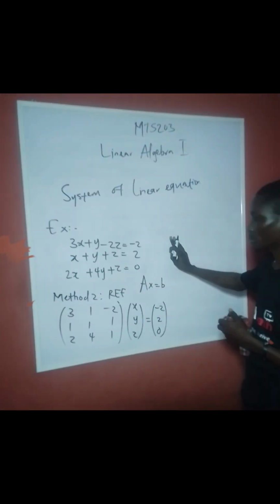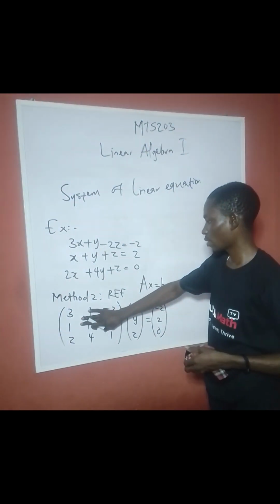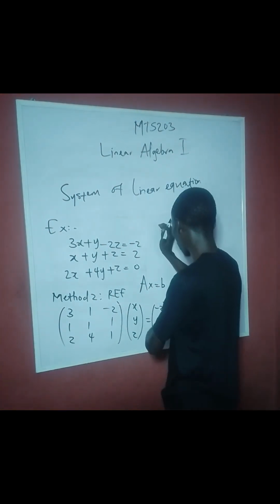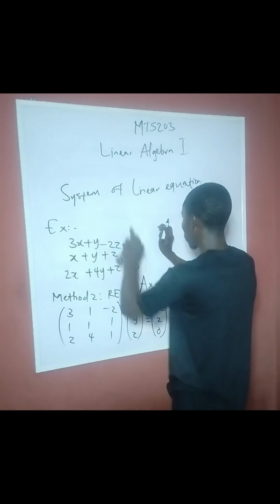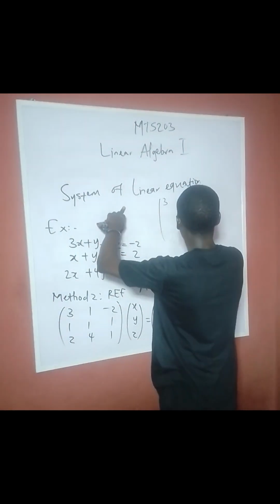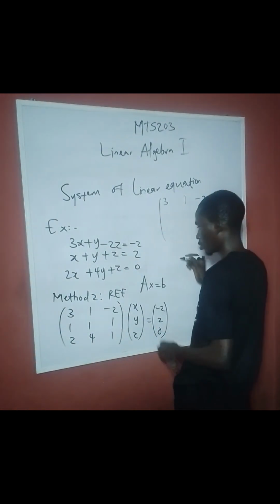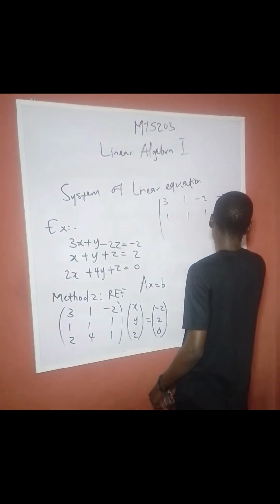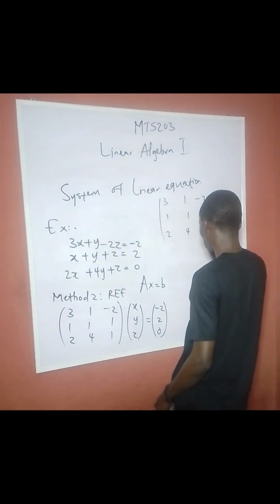So my first row is 3. To solve this using the reduced echelon form, I need to set my results into this matrix, and that will give me 3 1 minus 2 minus 2, 1 1 1 2, and also 2 4 1 0.